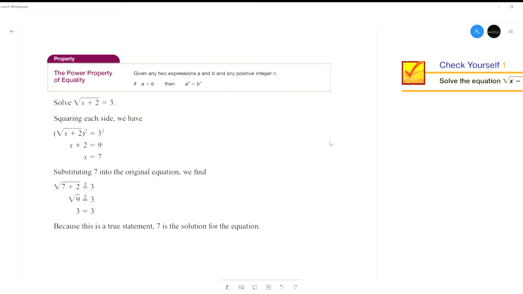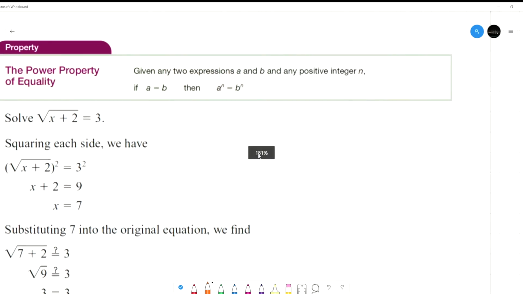All right, so now before we actually start solving, we need to know the power property of equality, right? And that just means if I have an equation of A equals B, that means I can raise both sides to the same power. So A raised to the nth power is equal to B to the nth power.